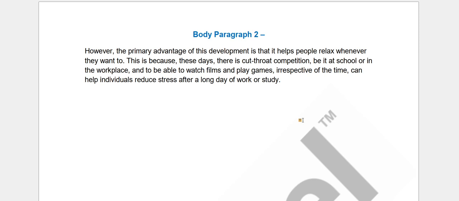Why, if they are able to relax because of the constant availability of movies or games, is that an advantage? Because there is cutthroat competition, be it at school or workplace. You know that there is a lot of competition these days. If you want to get into a better school, you need better grades. If you want to achieve promotion, you need to spend more time at work, obviously. And if you are able to watch films and games irrespective of the time, be it midnight or early morning or in the afternoon, whenever you are free, it can help individuals reduce stress after a long day of work or study.